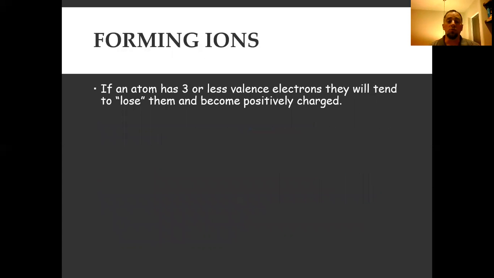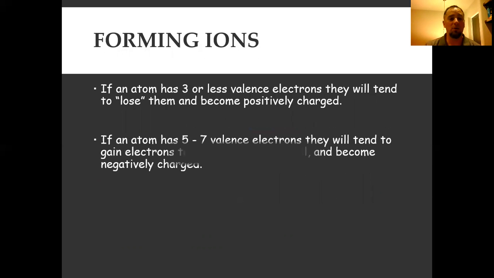So the first thing that we need to do is form an ion. If an atom has 3 or less valence electrons, they will tend to lose those electrons and become positively charged. These are those positively charged cations, those metals that we talked about. If an atom has 5 to 7 valence electrons, they will tend to gain electrons in order to fill their valence shell. Gaining all those negatively charged particles, it will become an anion, a negatively charged ion. And a good way to remember this, if you want to think about it, we know that a valence shell has 8 electrons in it.